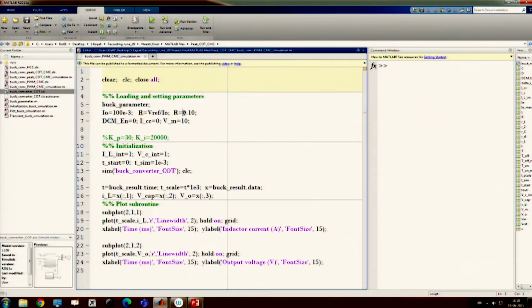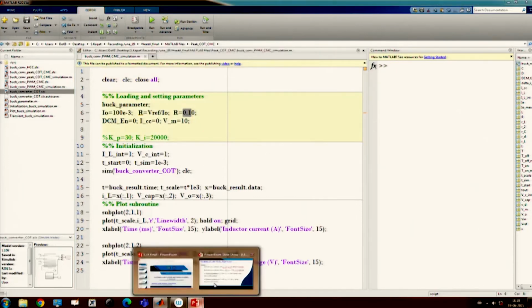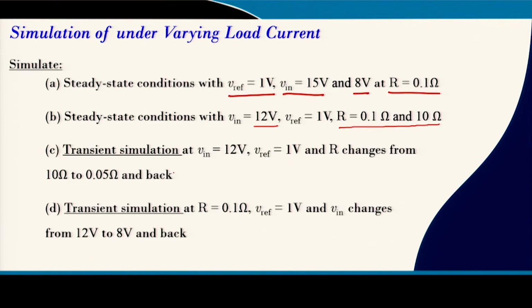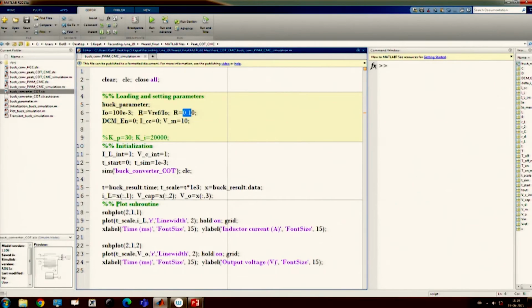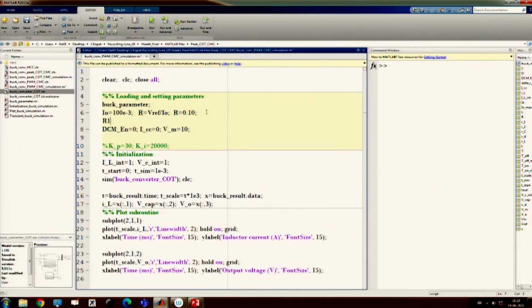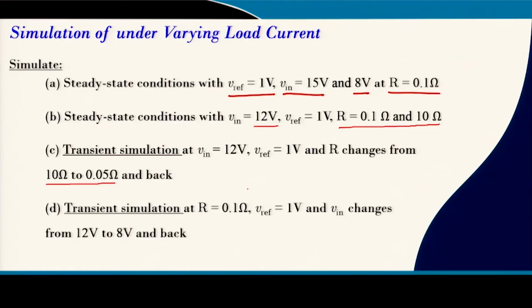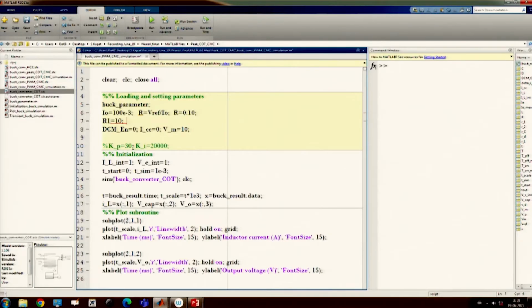So, let us keep this for 1 ohm. What is the value of the resistance? We will set R changes from 10 ohm to 0.05 ohm and Vref is equal to 1 volt. So, let us take R1 equal to 10 ohm and R2 equal to 0.05 ohm.